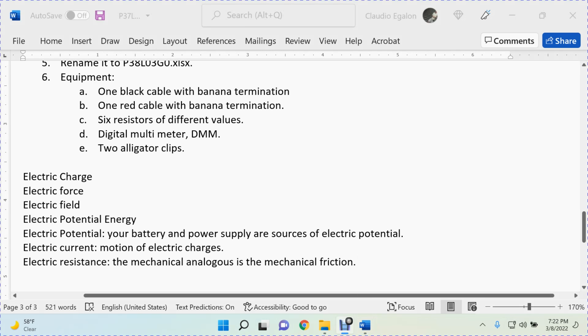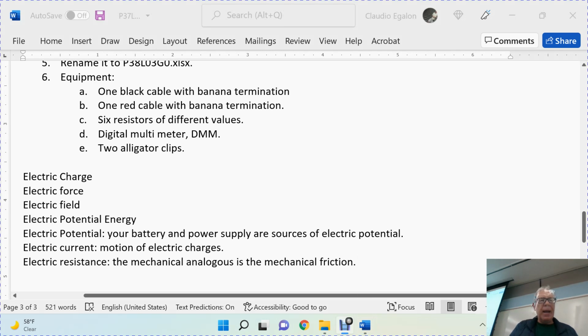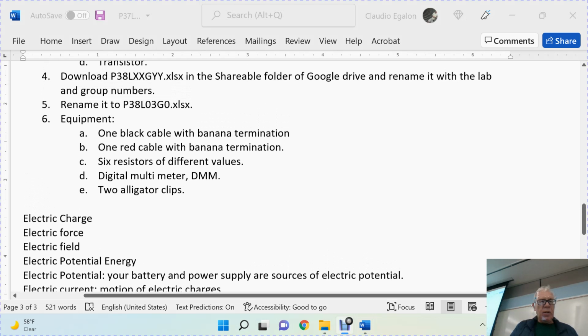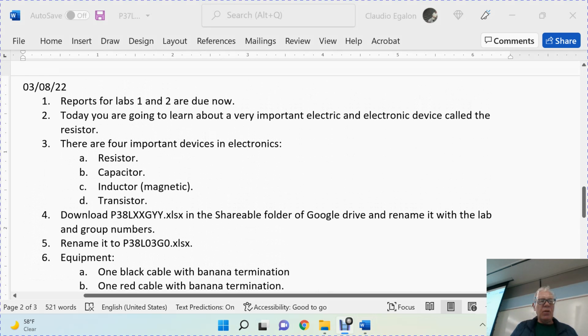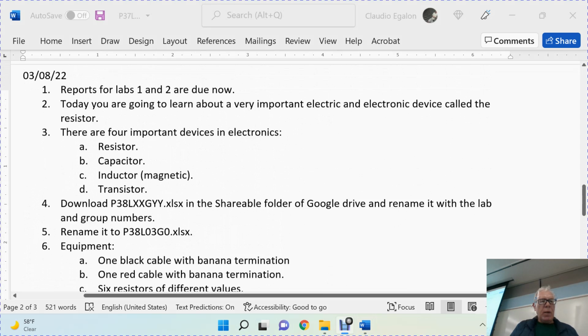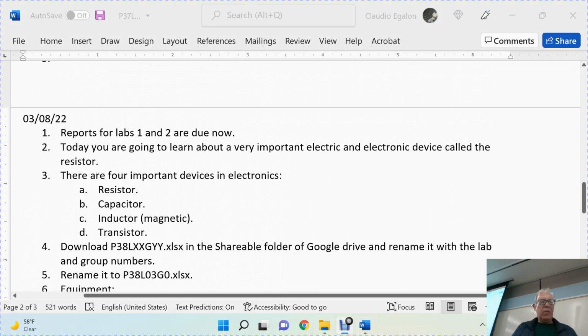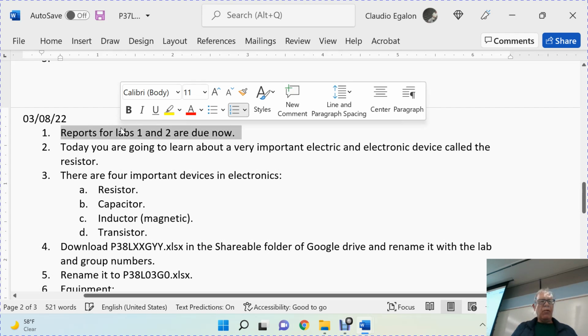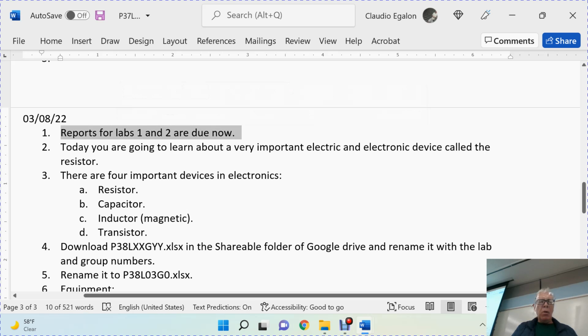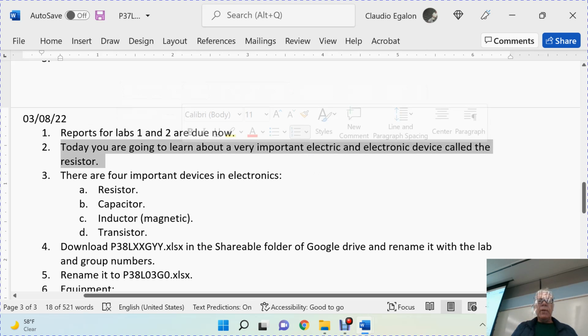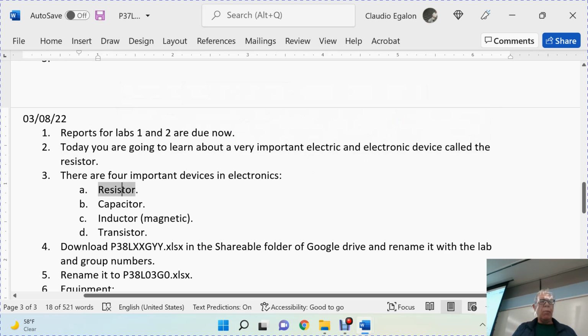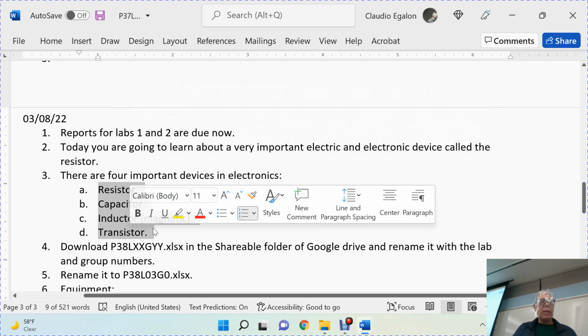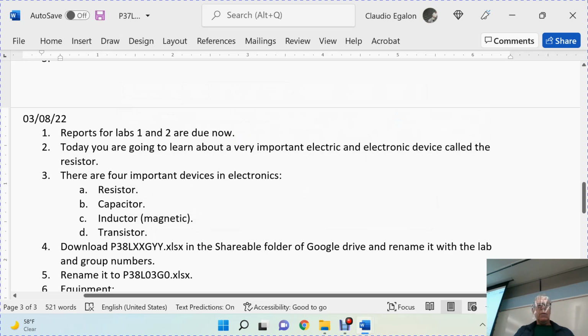Okay, March 8, 2022, this is the lab for Physics 38, electrical resistance. Remember, your reports for labs 1 and 2 are due now. You're going to learn about a very important electric and electronic device called the resistor. There are four important devices in electronics: resistor, capacitor, inductor, and transistor.